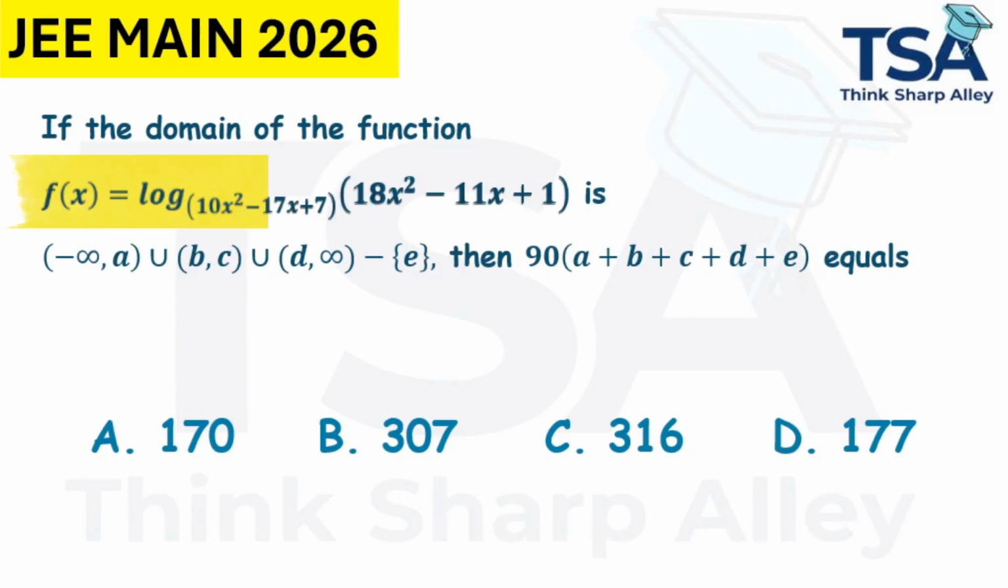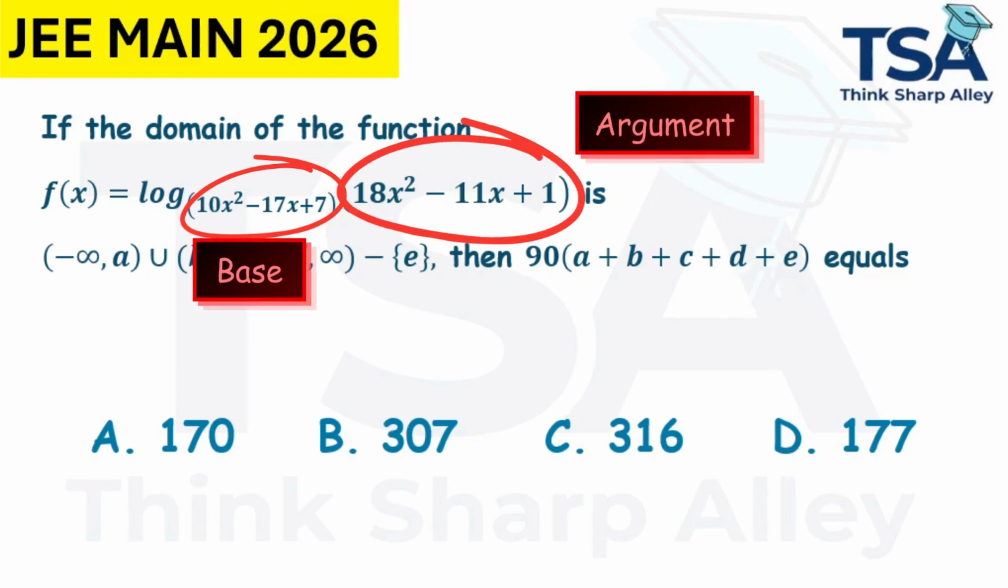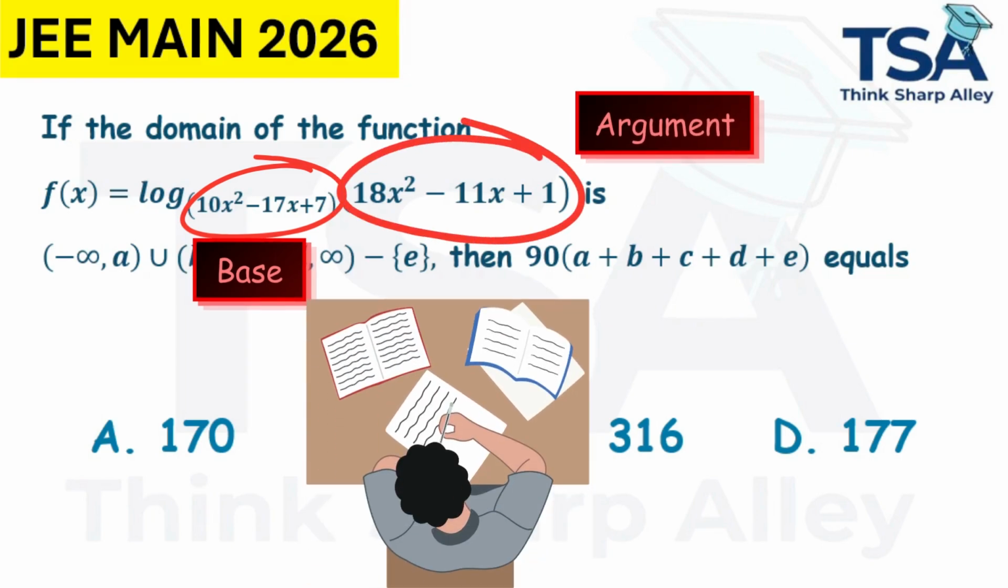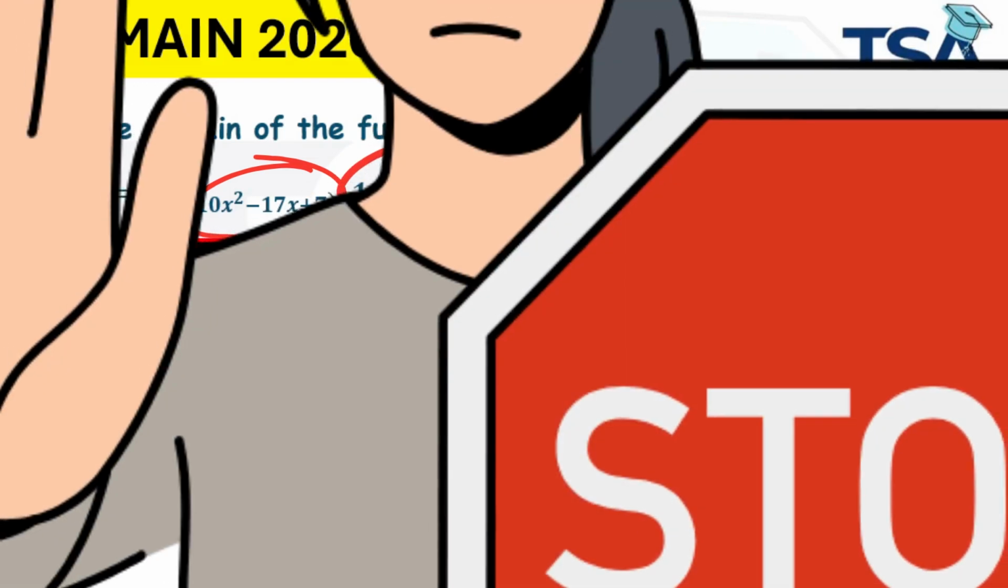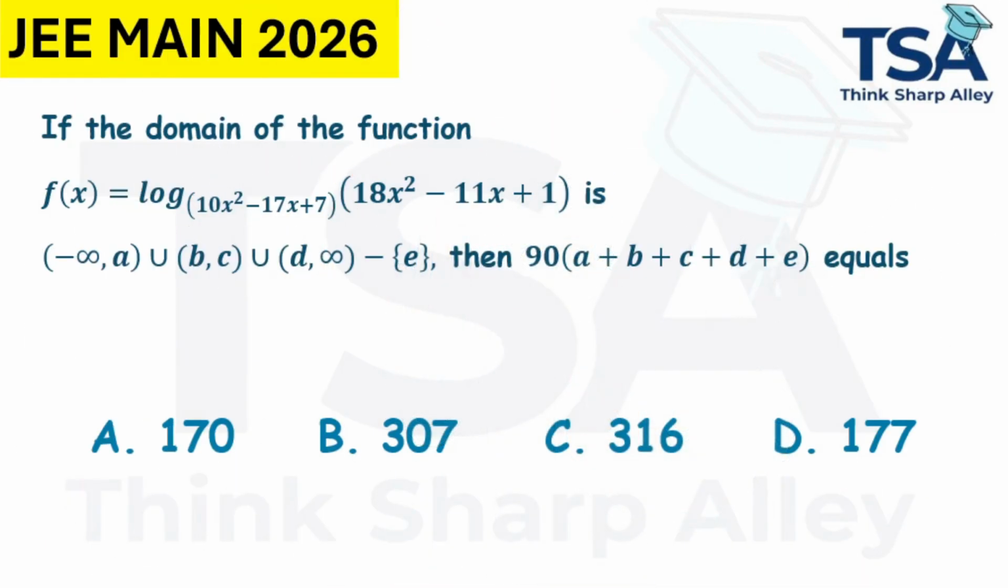Take a look at this algebraic logarithm problem. When students see quadratic expressions inside both the base and the argument, they prepare for a long grinding path of factoring equations. But stop right there. Before we write down a single line of algebra, let's run an essential 20-second structural knowledge check.